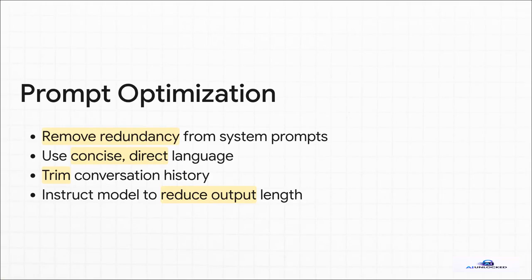Let's start with your prompts. Every single token you send to the model costs you time and money. So be ruthless. Remove repeated instructions. Use sharp, direct language. Trim your conversation history. Don't send the entire novel every time. And tell the model to be concise in its answer.